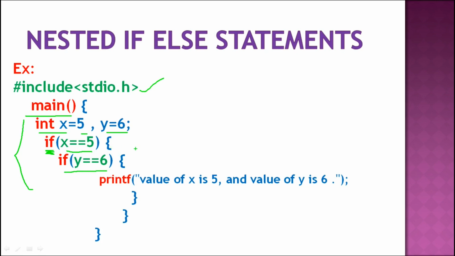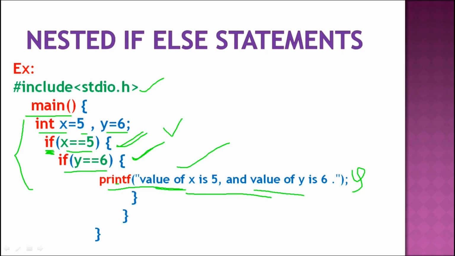That means if the x value is equal to 5 and the y value is equal to 6, if both are true, that means x and y satisfy the condition, then it will execute the printf and print this statement. That means it executes the statements within this block. Here we have printf, so it prints the value of x is 5 and value of y is 6. Okay, let us jump into our lab session.